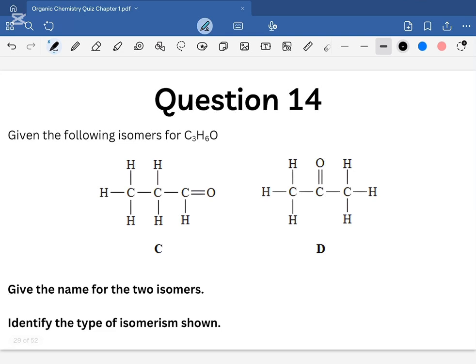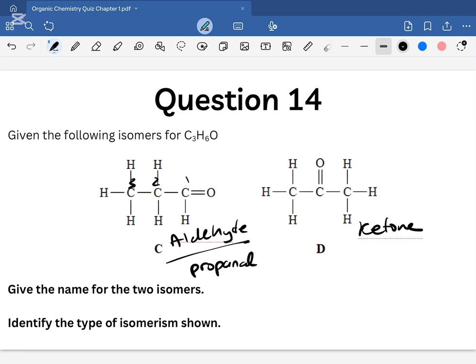Now for the next one, they said give the name for the 2 isomers. Now this one is an aldehyde, and this is a ketone. The name for the first one, which is an aldehyde, is made up of 3 carbons, so it's going to be propanal for C. And for D, it's going to be propan-2-one. And for E, these two are actually functional group isomerism.